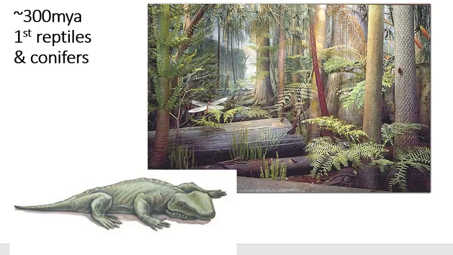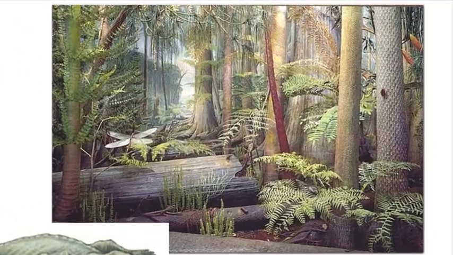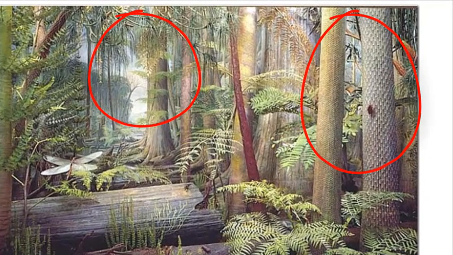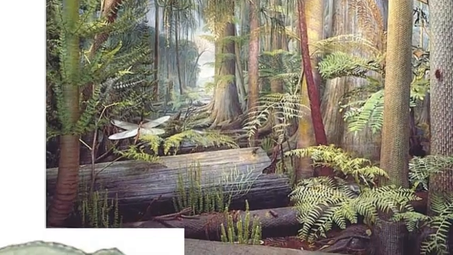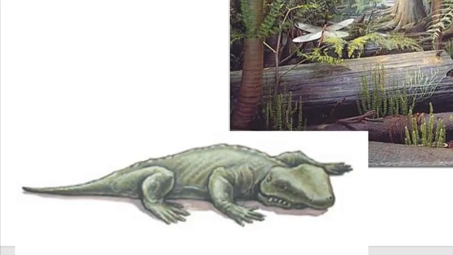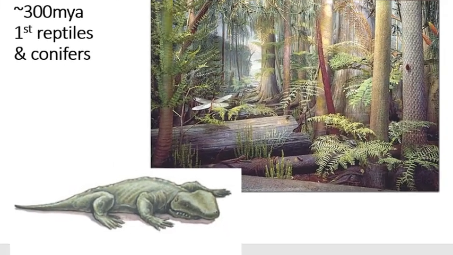Diversification of plants and land animals continues. Diversification also continues in the ocean, but we're going to focus on land now. We see fossils of the first seed-bearing plants, the conifers. And land animals develop adaptations that allow them to move further from the water. These are early reptiles.